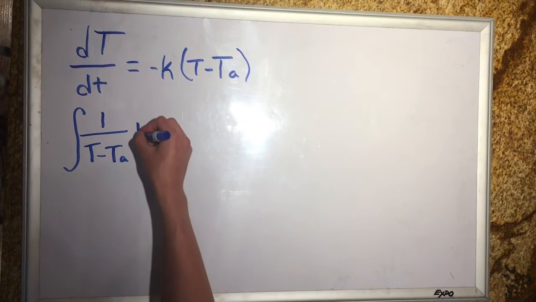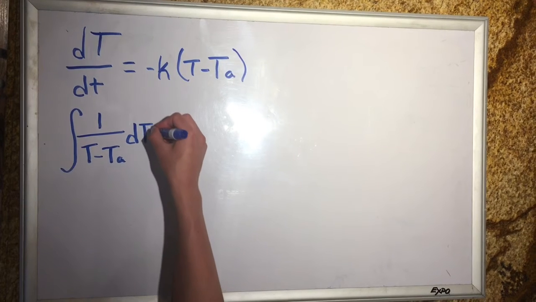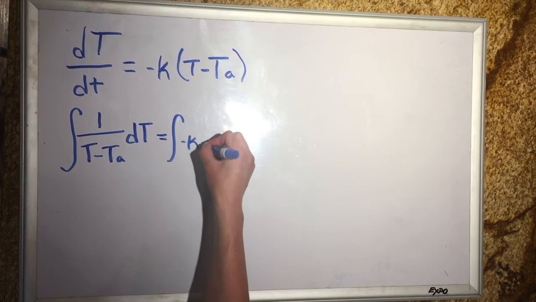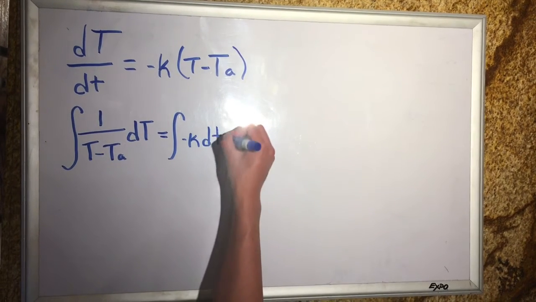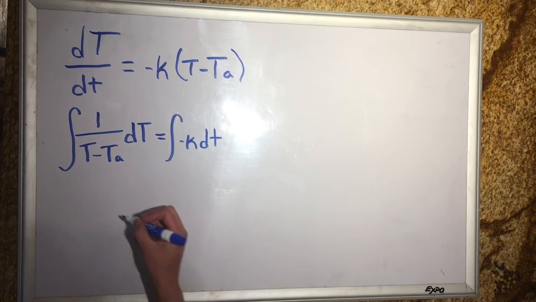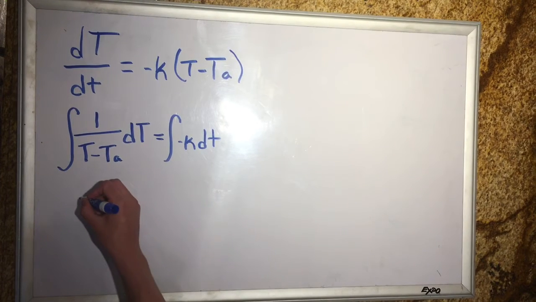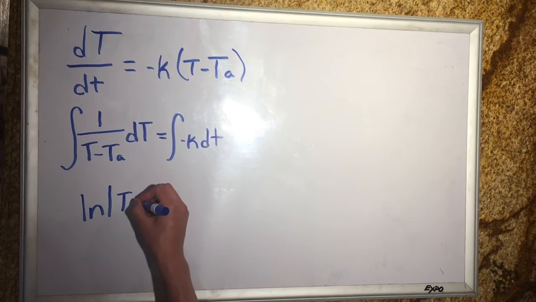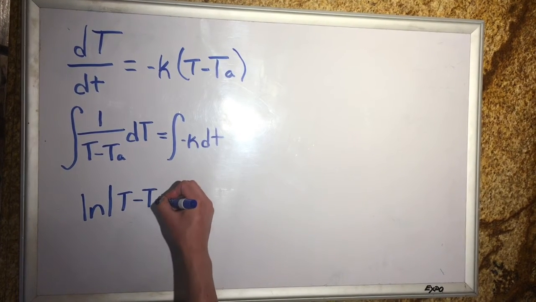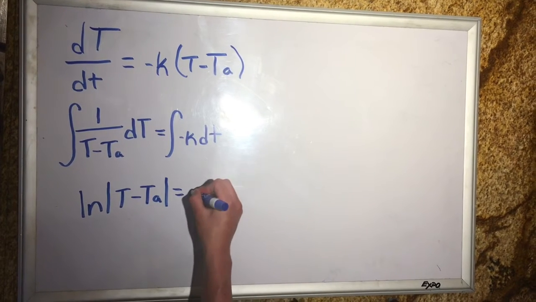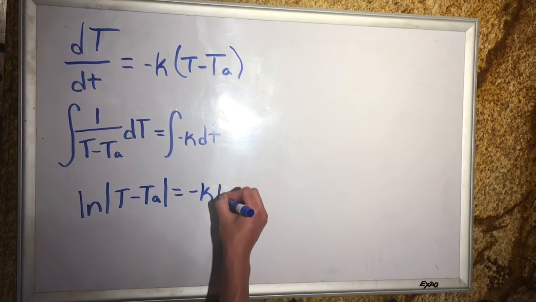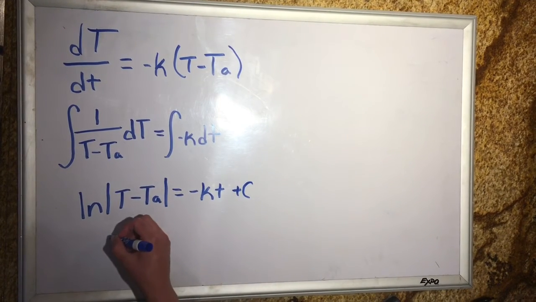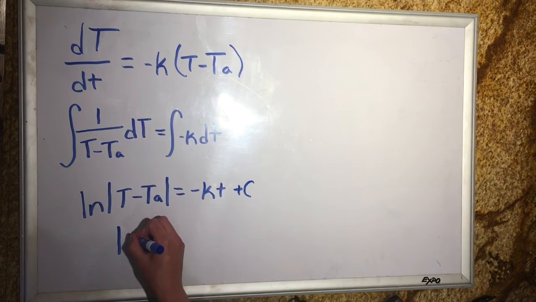T sub A equals dt. On the left side, use U substitution. Once we integrate both sides, we get ln absolute value T minus T sub A equals negative kt plus C. We only have to put C on one side because it is a constant.